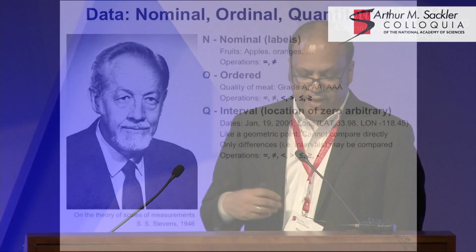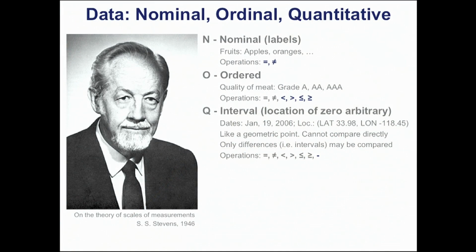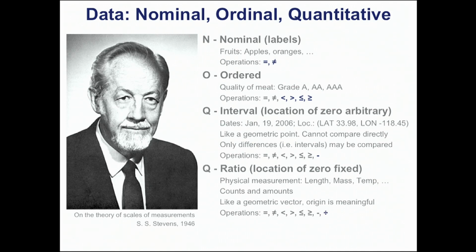Next is quantitative data, and there are really 2 forms of quantitative data. One is interval data, and here we have an arbitrary 0 location. So we can't directly compare values, we can only compare differences between values. And the second type of quantitative data is ratio data. Here, there's a fixed 0 location. It has semantic meaning, and so you can directly compare values. For the purposes of visualization, we usually combine these last 2 categories, and we think of the 3 main data types as nominal, ordinal, and quantitative.